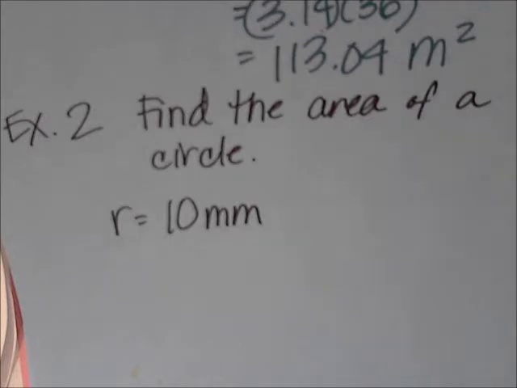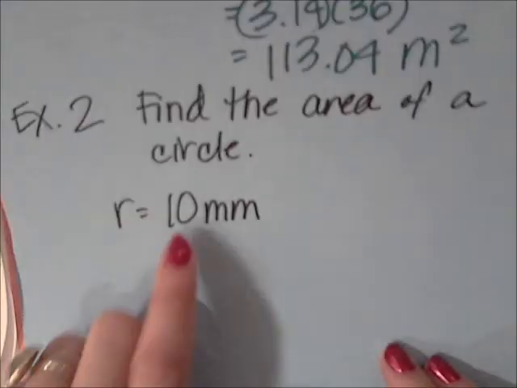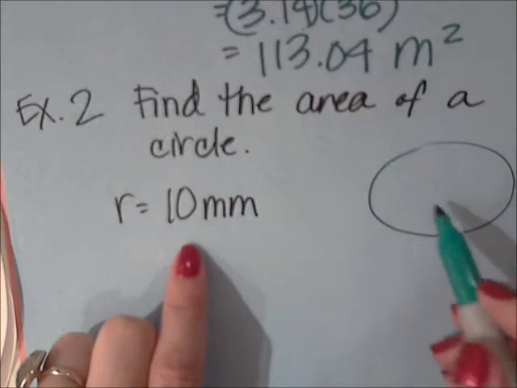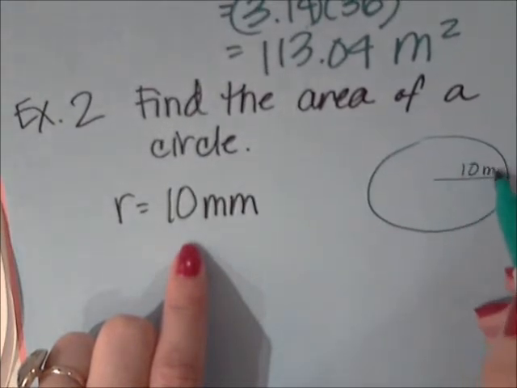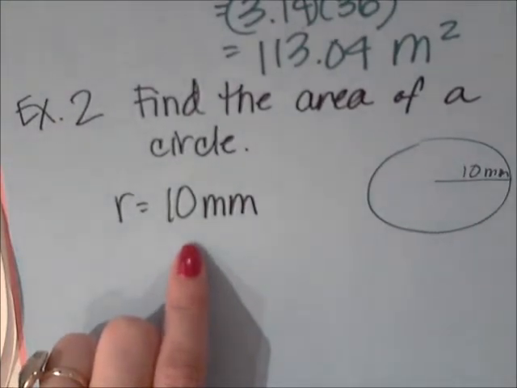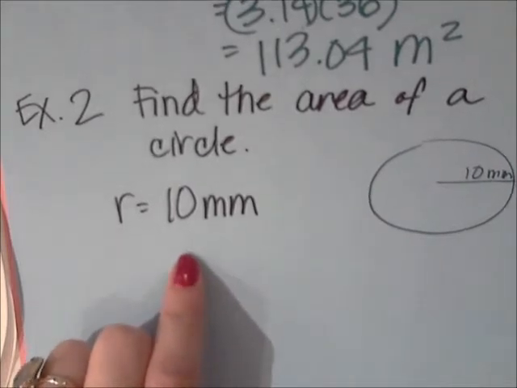Okay, let's do example 2. Find the area of a circle. This circle has a radius of 10 millimeters. Okay, I like to draw them just because it helps me visualize. I am a visual learner.